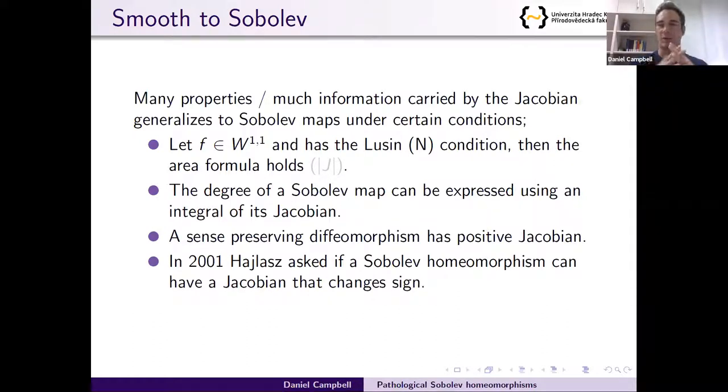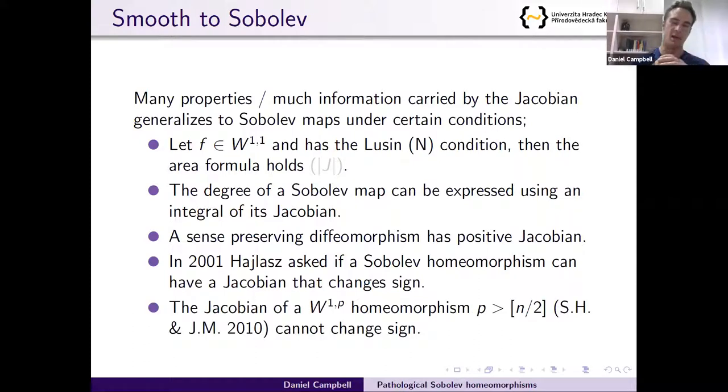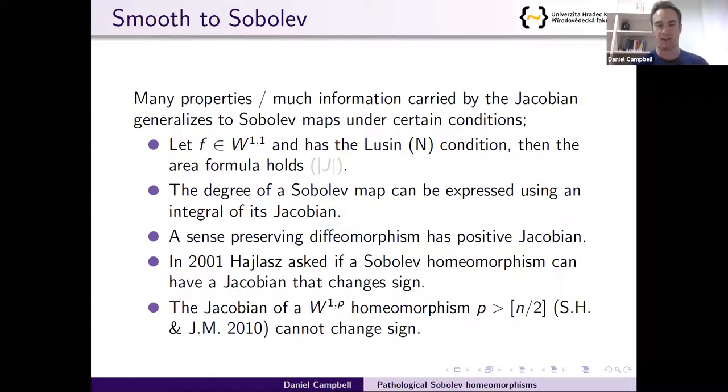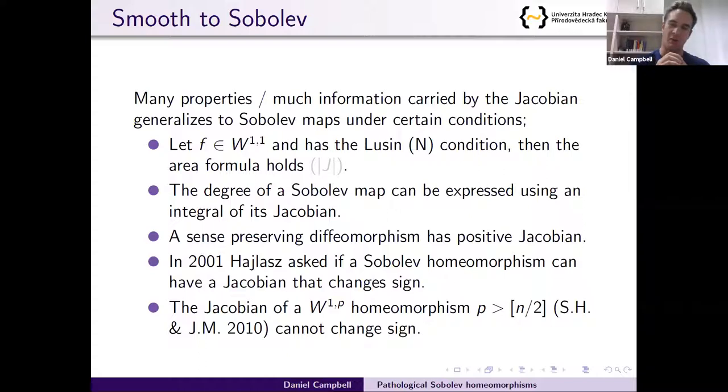And so naturally comes a question posed in 2001 by Hajłasz: if you have a Sobolev homeomorphism, is it possible for its Jacobian to change sign? Right. And under the right amount of regularity, actually they prove it's not. So this bound p has to be greater than the whole part of n/2. This is a paper by Stanislav Hencl and Jan Malý, right? So if p is greater than the integer part of n/2, then in fact we see it's not possible.